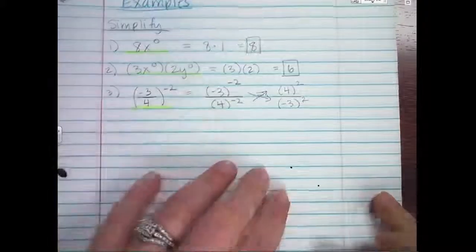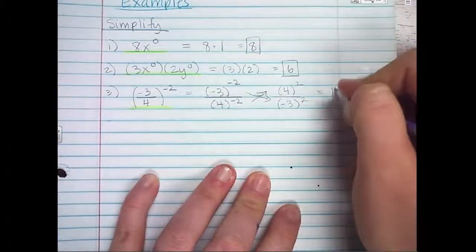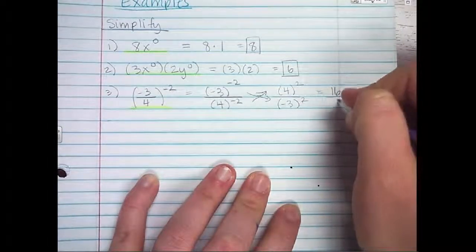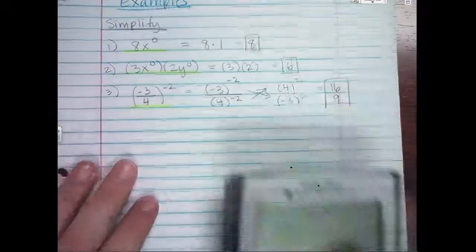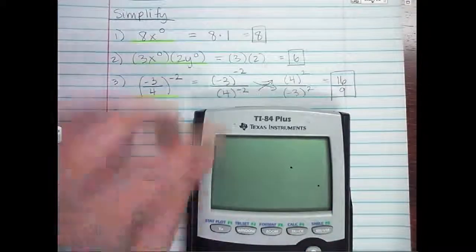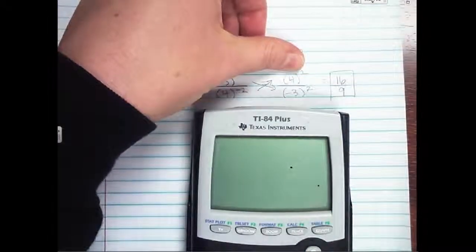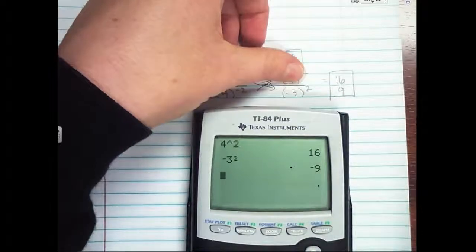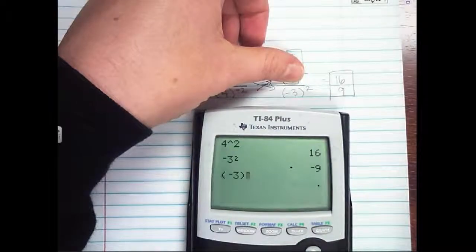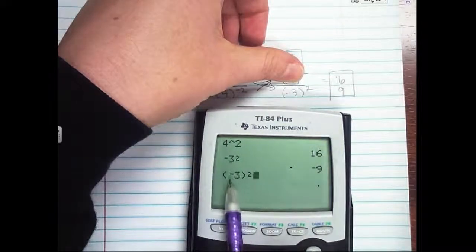So now I'm going to simplify. 4 squared is 16. -3 squared is 9. Now let me show you that in the calculator because some of you will put that in wrong. On the top, 4 raised to the second power is 16. On the bottom, if you put in -3 squared, it's going to give you -9. You have to put parentheses around the -3 so that it squares the 3 and the negative, not just the 3. Okay, so be careful there.